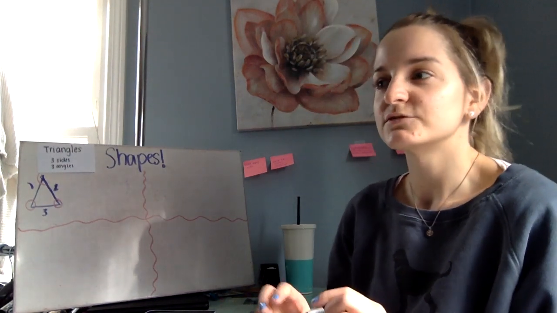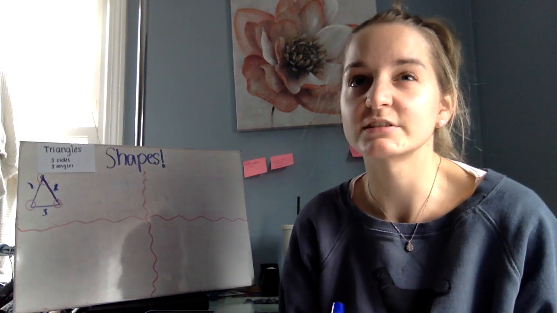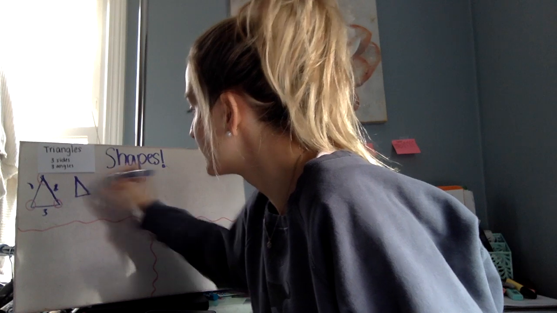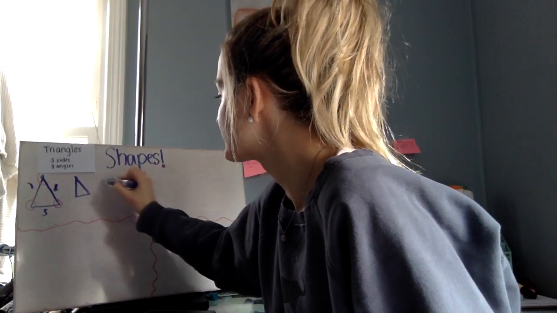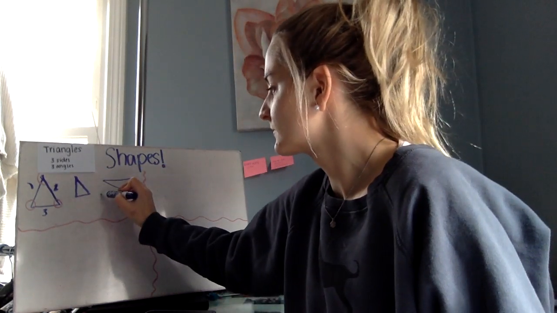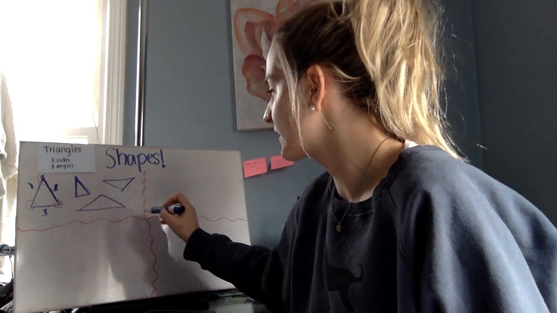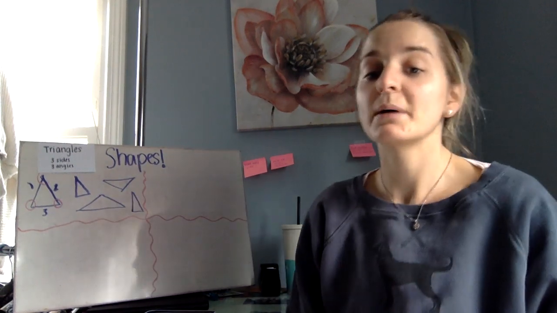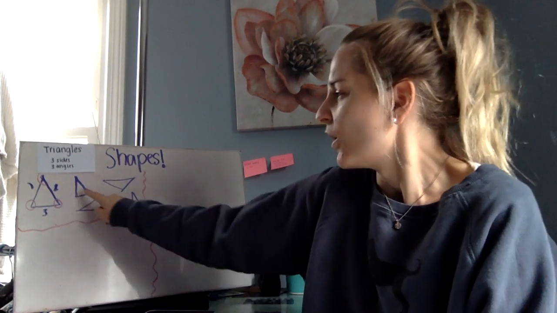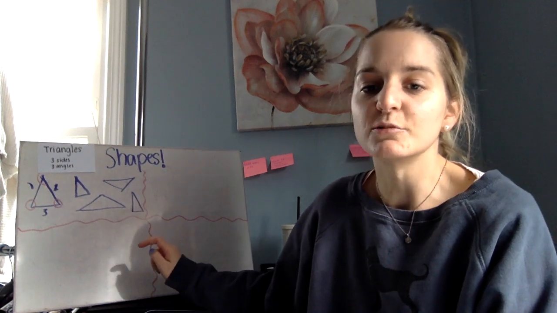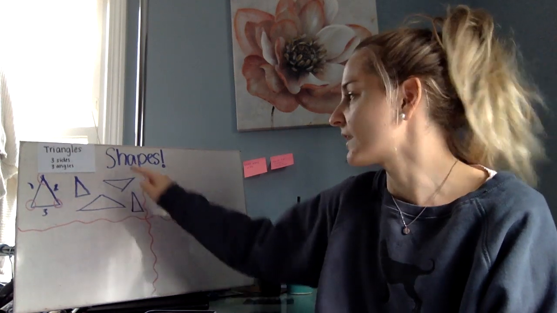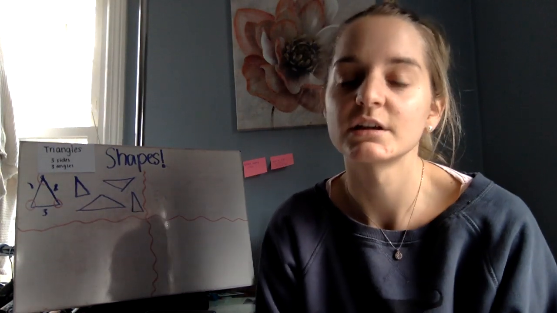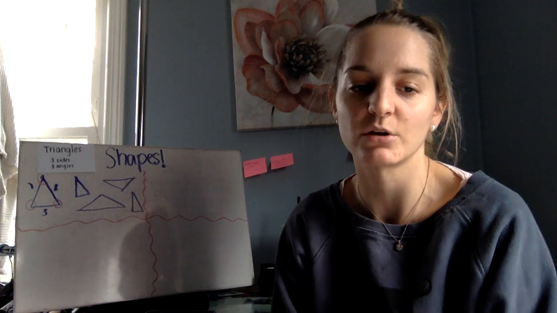Now I'm going to draw a bunch of triangles and I want you to think to yourself what you notice, okay? Here's one triangle. Here's another triangle. Another triangle. And another triangle. I don't know about you, but I notice all of these triangles look just a little bit different. But remember, they all have 3 sides and they all have 3 angles, so they're all triangles, no matter if they look a little bit different, okay?